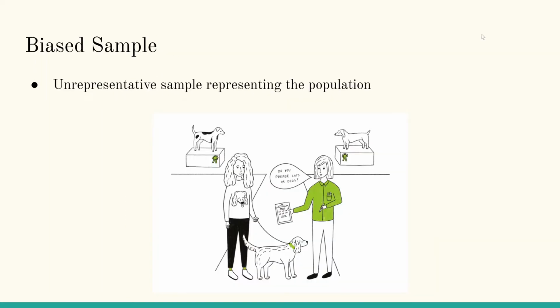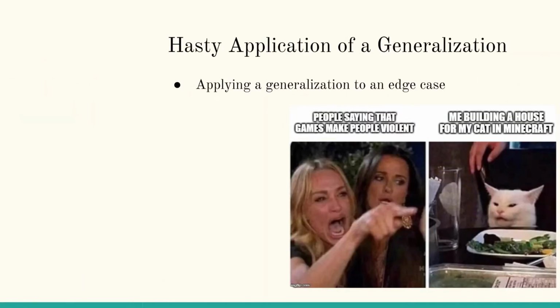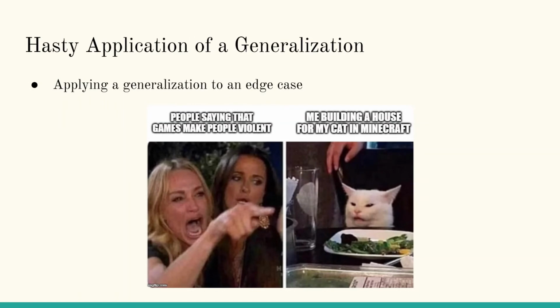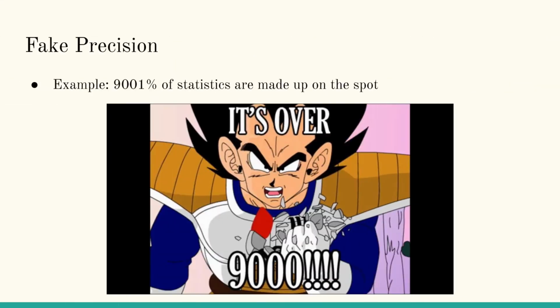The biased sample fallacy occurs when a non-representative sample is surveyed to model the results of a census of an entire population. A hasty application of a generalization involves the edge cases where a generalization ceases to apply. A claim exhibits fake precision whenever it presents statistically insignificant information as significant.